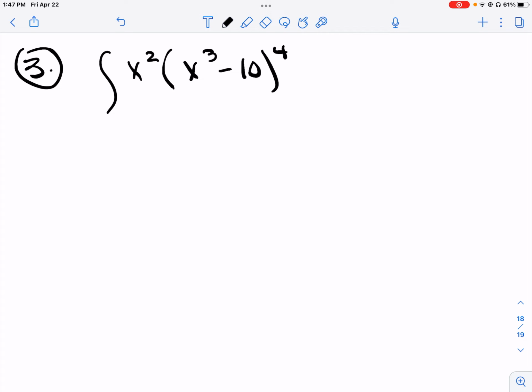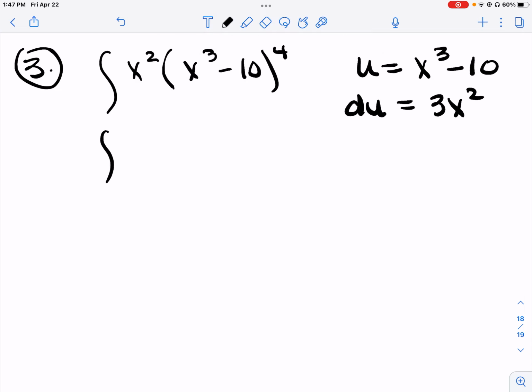Anytime you see a power of something else, think of letting what's inside there be u. So u is x cubed minus 10. du is 3x squared dx.